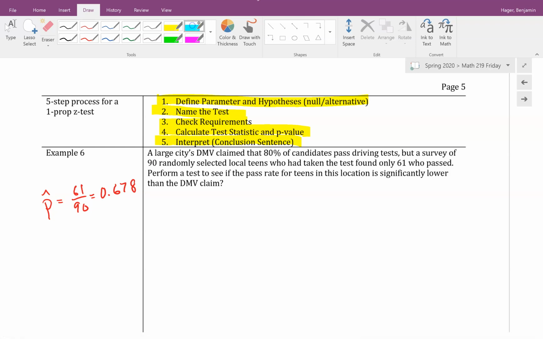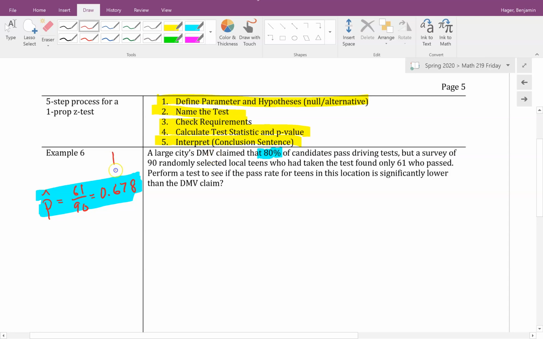The DMV claims 80% of folks pass. From our sample, we only found 67.8% of the people we talked to passed. So was that dumb luck? Was that a fluke? Or is the DMV wrong about their claim? That's what we want to determine. Perform a test to see if the pass rate for teens is significantly less than what the DMV states.